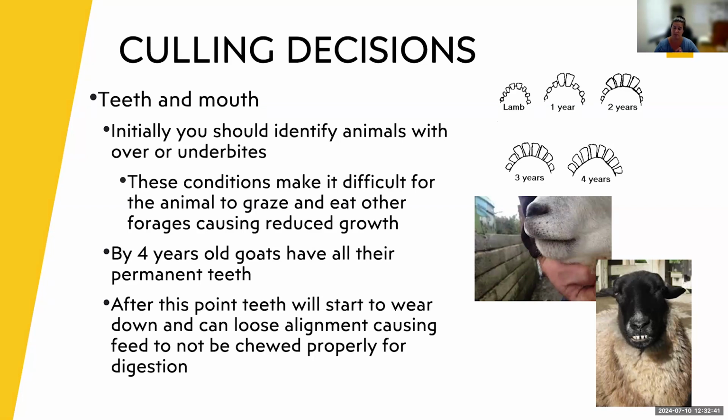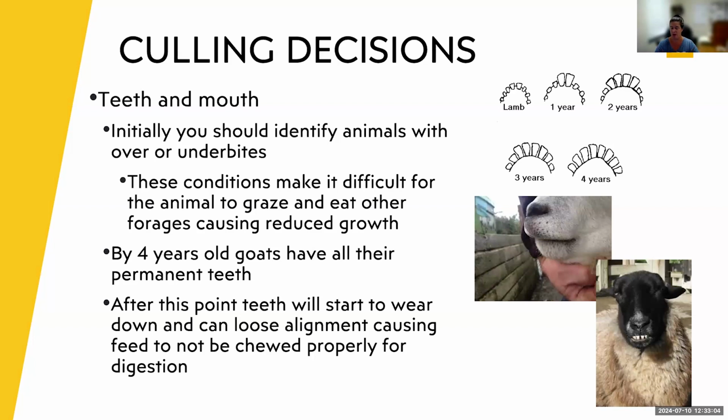At 4 years old, most sheep and goats have all of their permanent teeth. At that point, you can use that as a way to age animals, especially if you're buying new animals, by looking at their teeth and some of these diagrams. You're able to see if they have the teeth of a 4-year-old or the teeth of a 2-year-old. After they get past that 4-year-old point, those teeth start to wear down a little bit more. They can also start losing some alignment.